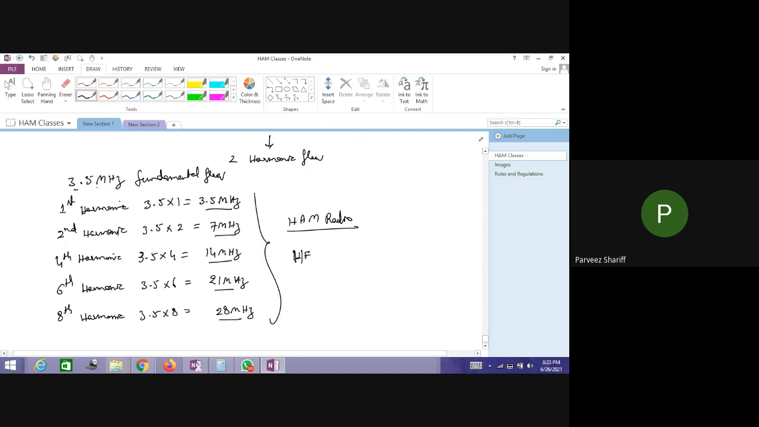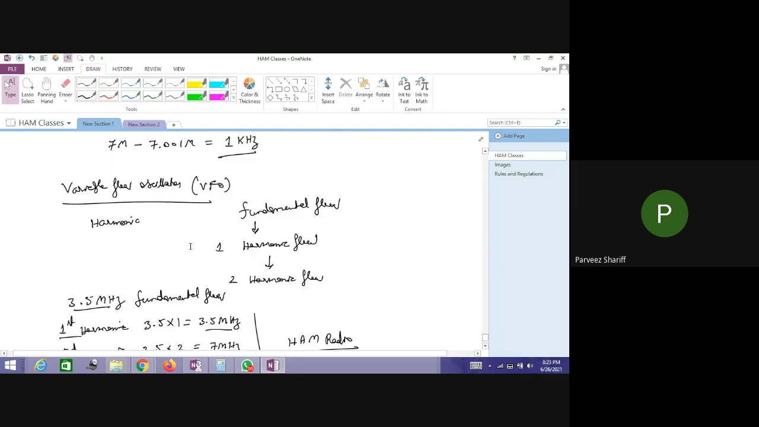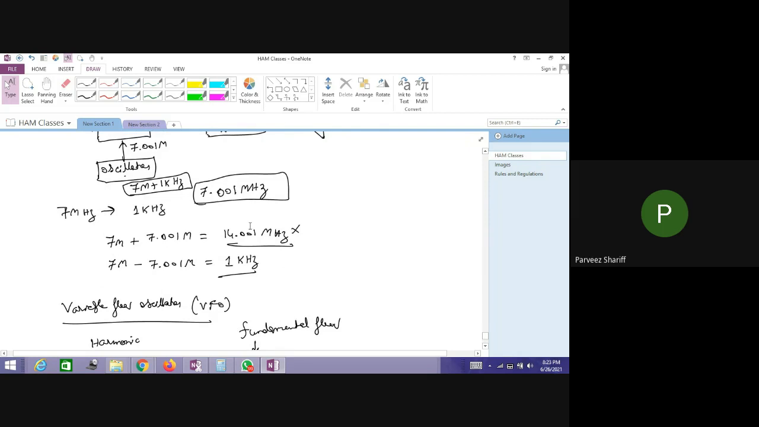It means if 3.5 megahertz is the fundamental frequency, then its first harmonic will be the same. We'll be taking its second, fourth, sixth, and eighth harmonics. We can use the oscillator, tune to one of the particular harmonics, and use that frequency to transmit our CW signal. That kind of oscillator is called a variable frequency oscillator. The block diagram and other things we will see in the next session.